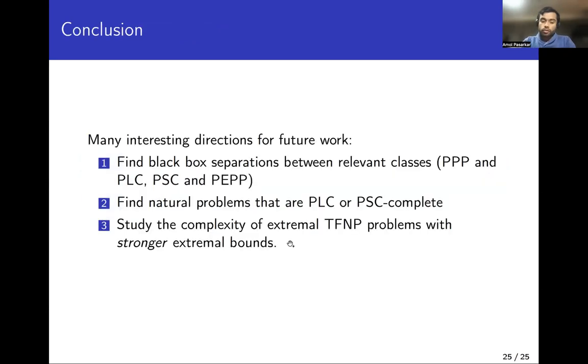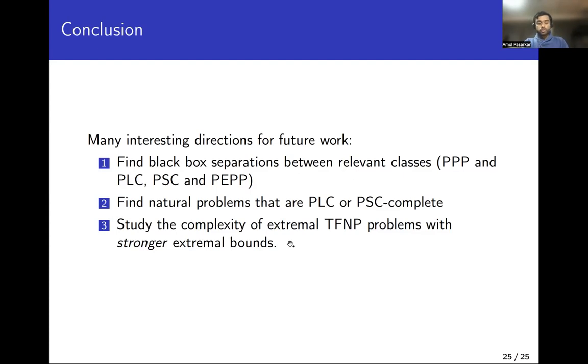Great. So this work raises many interesting questions, some of which we'll list here. We've considered this large class of TFNP search problems from extremal combinatorics, and many of these problems inspire the definition of new classes like PLC and PSC. And intuitively, it seems that PLC and PSC are significantly more expressive than PPP and PEPP. However, it would be interesting to see black box separations that provide further evidence of this separation and hardness. And it would also be very interesting to see more natural complete problems for these classes.